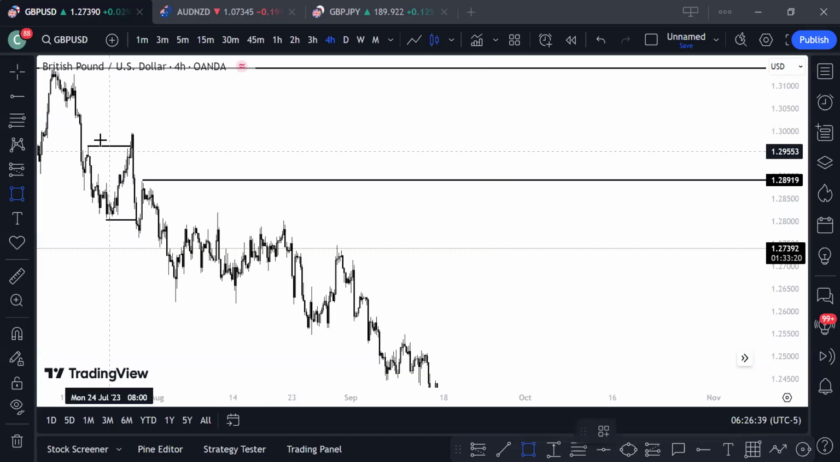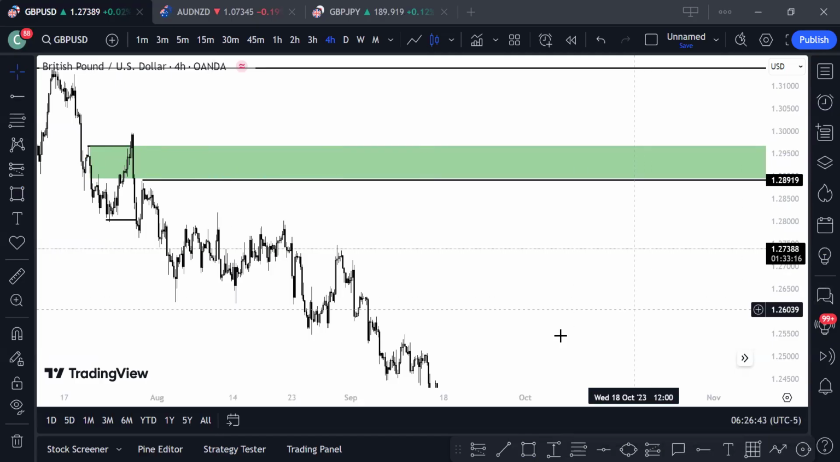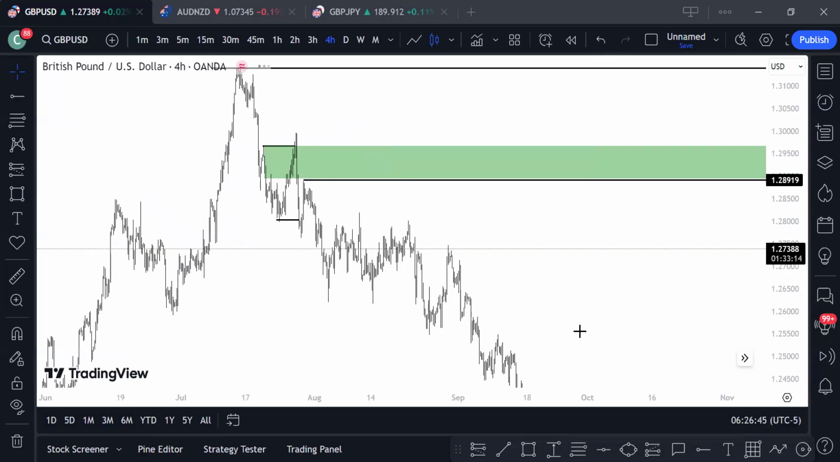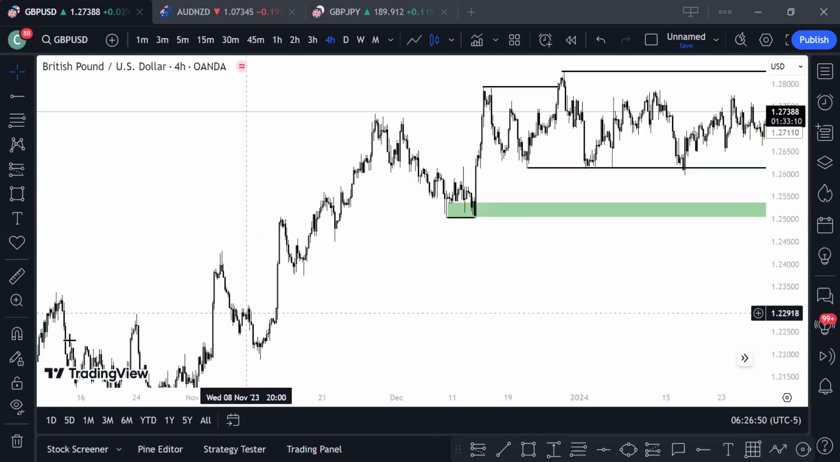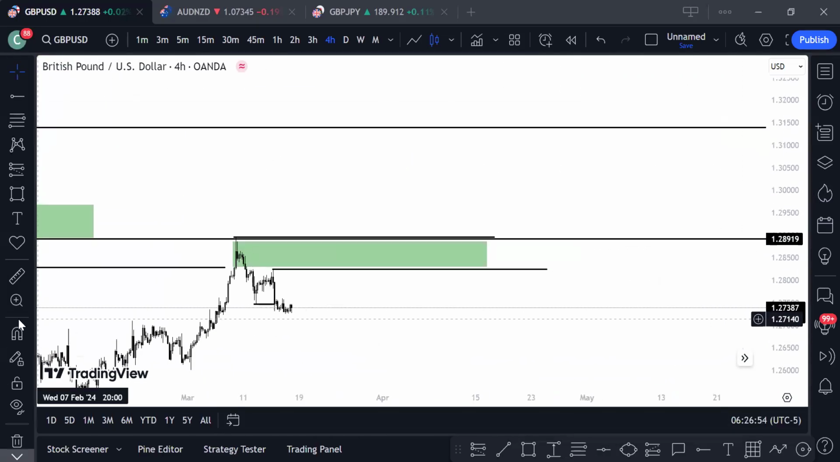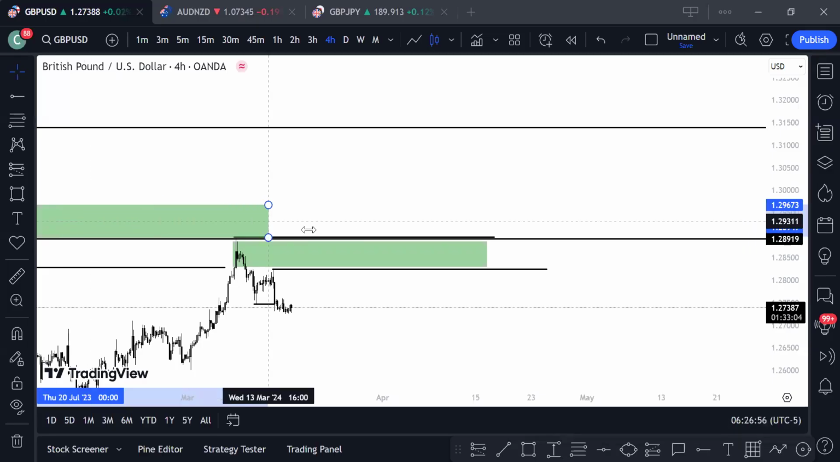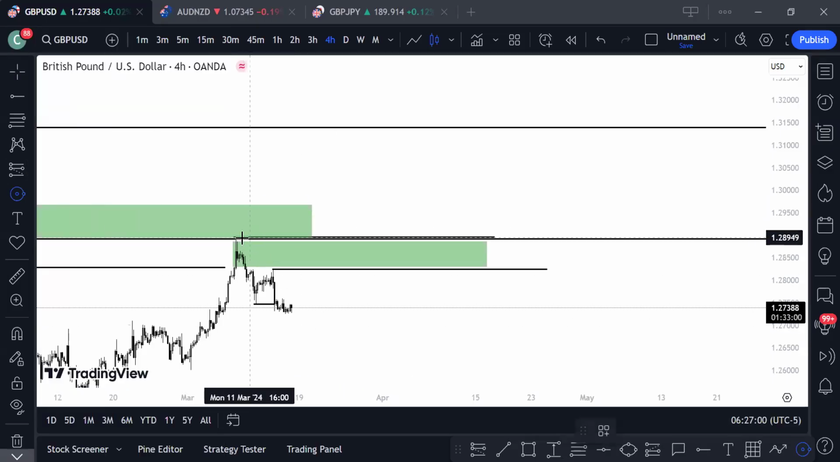Okay, so this becomes our POI. All right, so we know that price respected this POI. Price respected this POI. And now it's trading below the structural liquidity. So the price respected it, right?